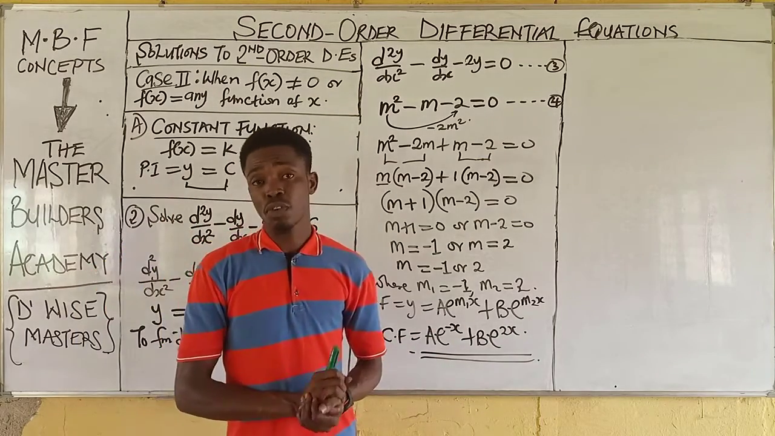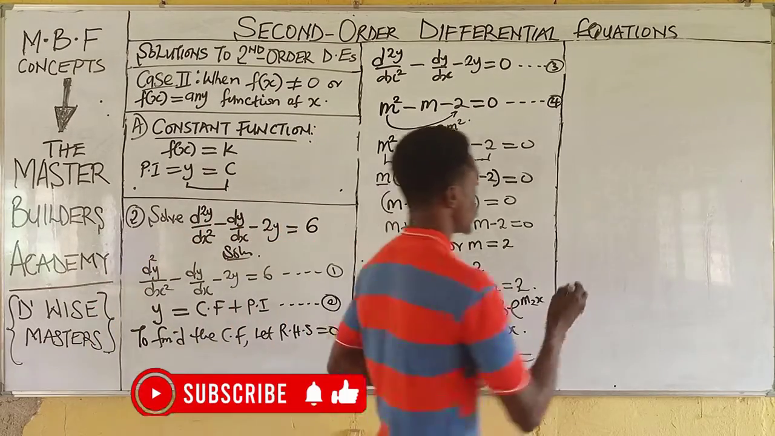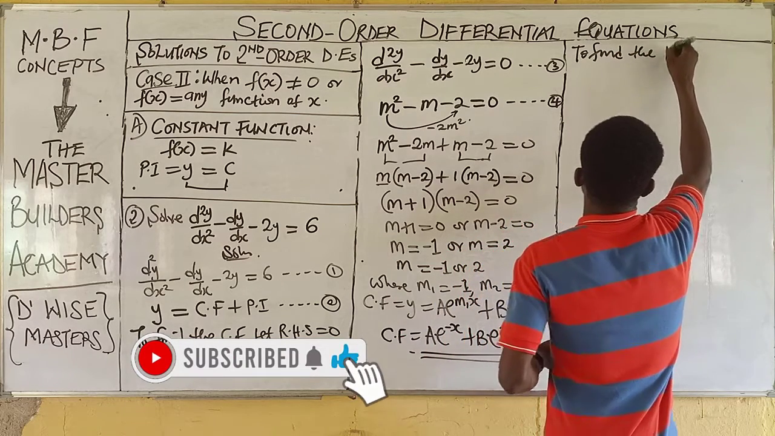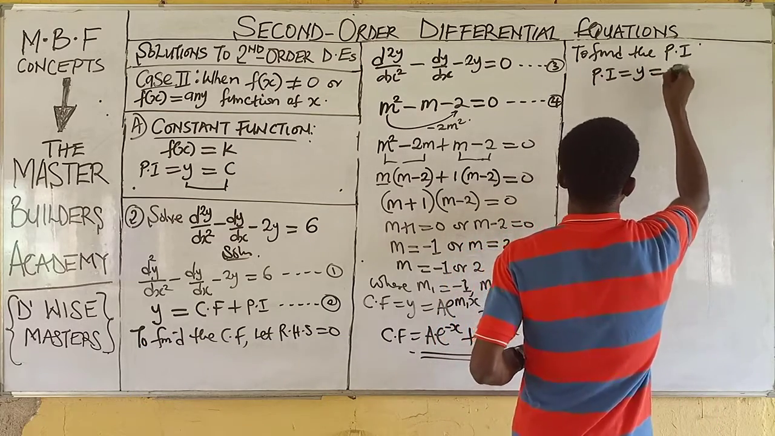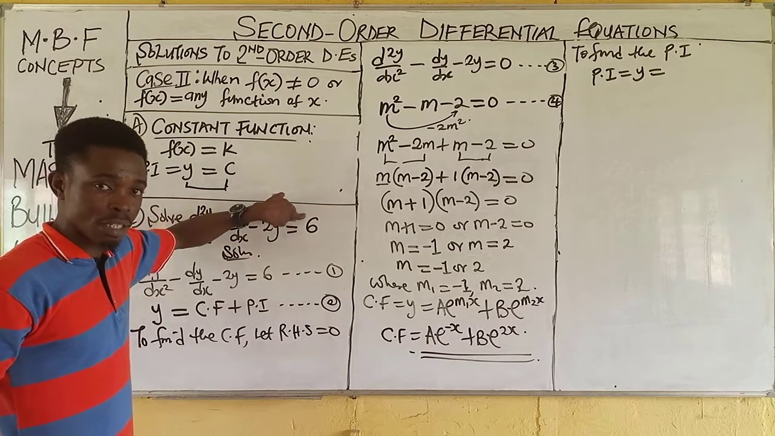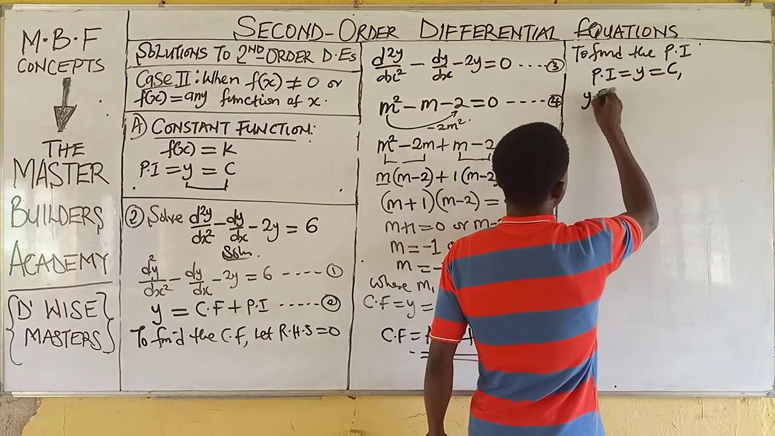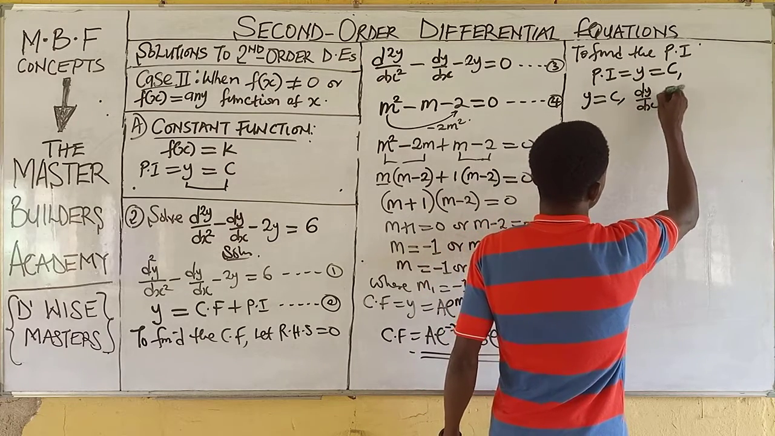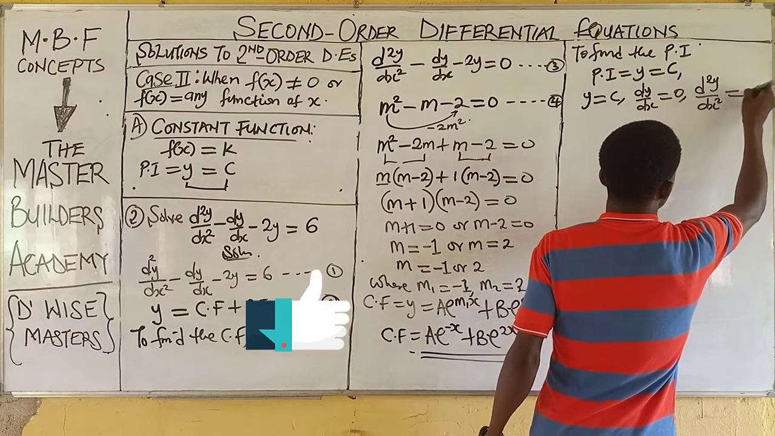The next option is for us to obtain the particular integral. And how do we obtain the particular integral? Recall that the particular integral is equal to y. And what is y? When the right hand side of any given second order differential equation is constant, y is c. So you just equate it to c. Alright? So if y is equal to c, when we differentiate y with respect to x, we have 0. And when we differentiate 0 with respect to x, we will have 0.